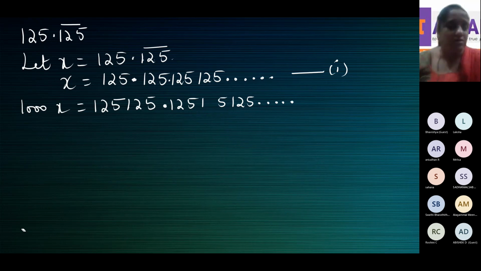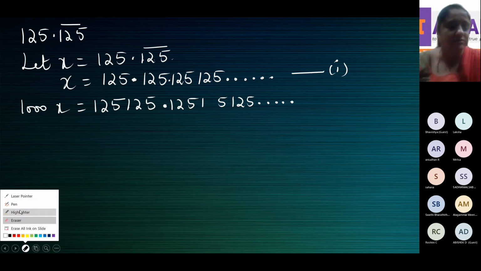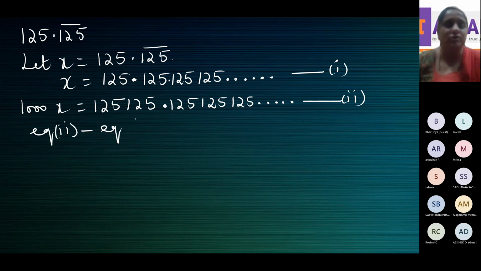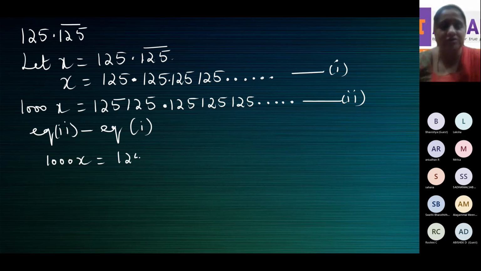So you multiply by 1000 and you get 1000x. Now this is equation 2. Now you need to perform equation 2 minus equation 1. This is what you need to perform. Equation 2 minus equation 1. What is equation 2? 1000x is equal to 125.125125, 125, 125 goes on forever. Minus x.